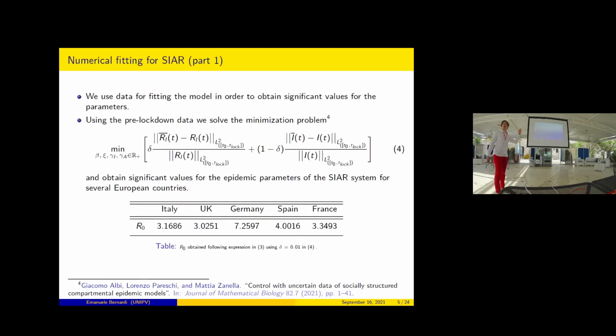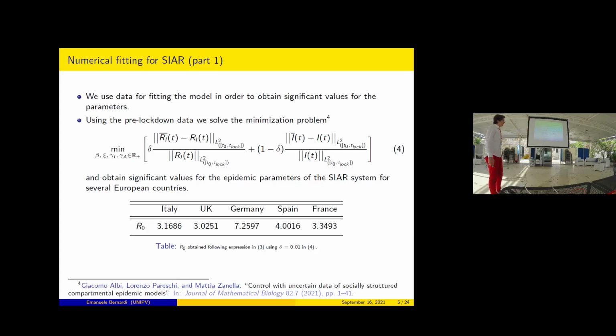We have performed a fitting process with the data of the COVID-19 infection for several European countries. But in order to do that, we need to divide the data at our disposal into 2 different parts. In the first phase, we have the pre-lockdown phase, where the data at our disposal are unbiased by all those social distancing policies that may affect the values. And we solve a minimization problem reported here in equation 4 only for the recovered and the classical infected, since the asymptomatically infected are not individuated by the healthcare system.